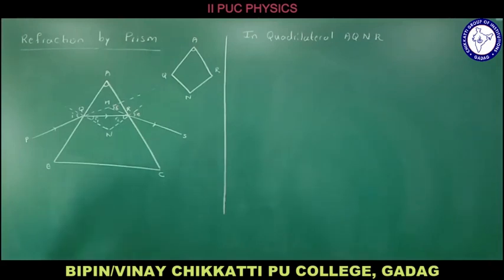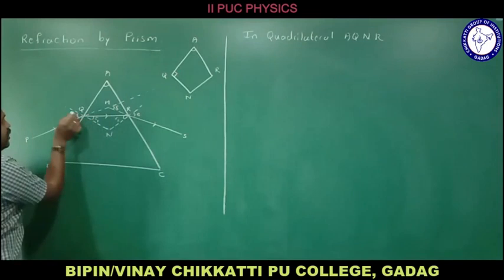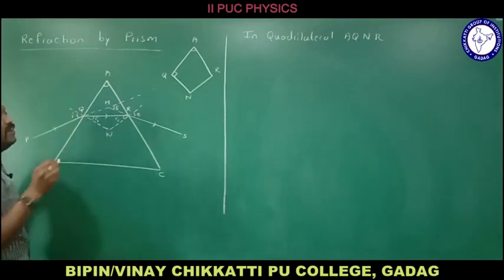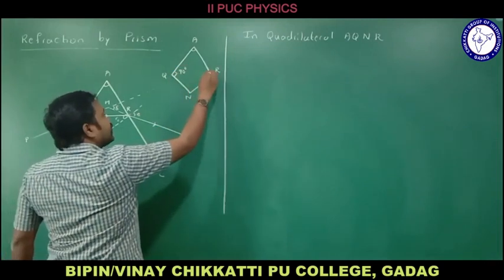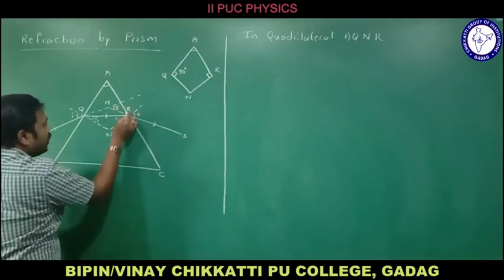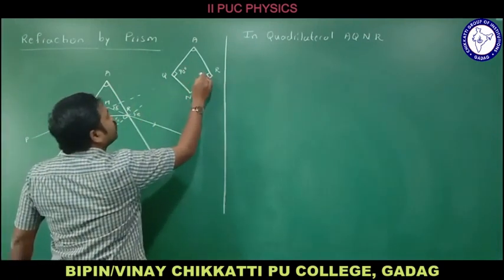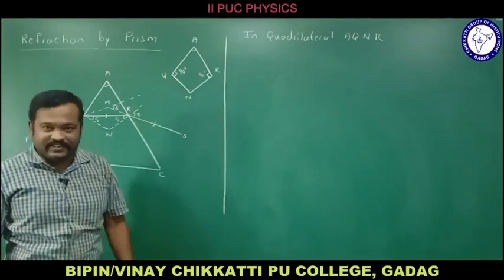Tell me, what is this angle? This angle is 90 degrees. Why is it 90 degrees? Because this line is the normal, right? So this angle is 90 degrees. What is this angle? This is the prism and this is the normal, and this angle is also 90 degrees. We have these two angles as 90 degrees.